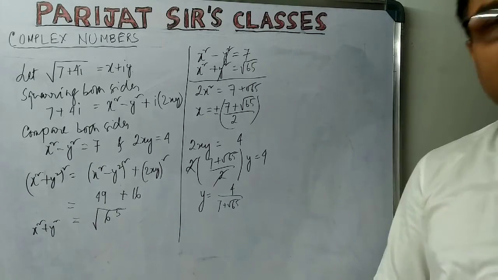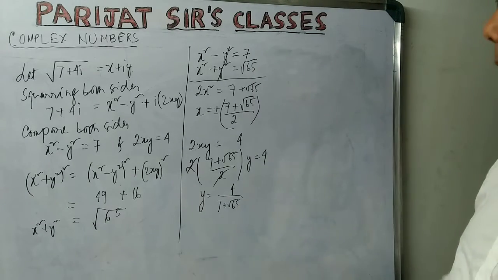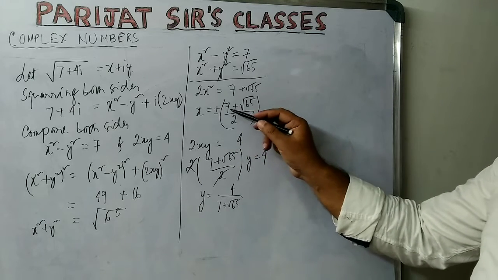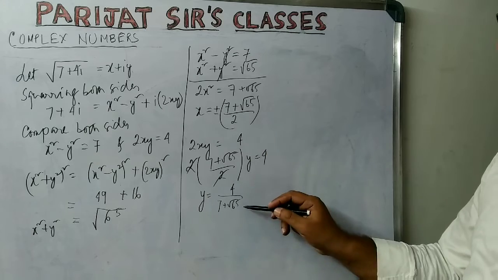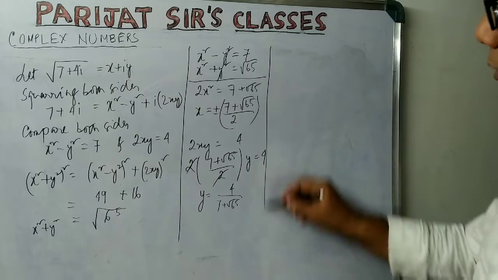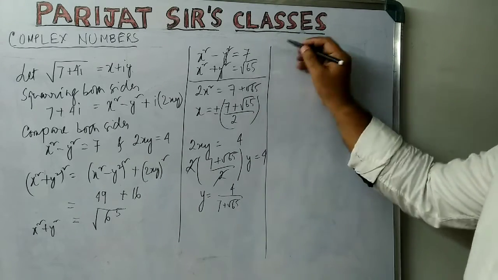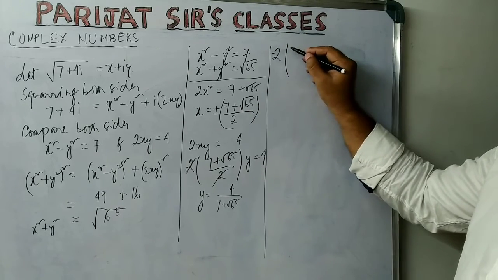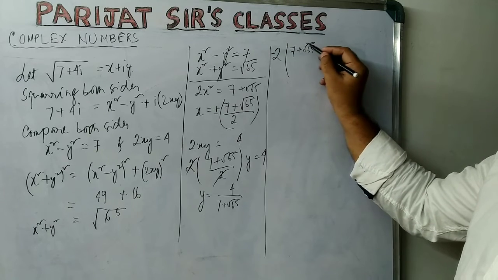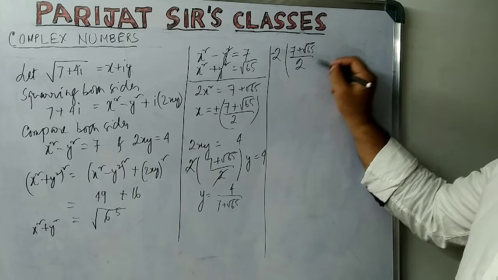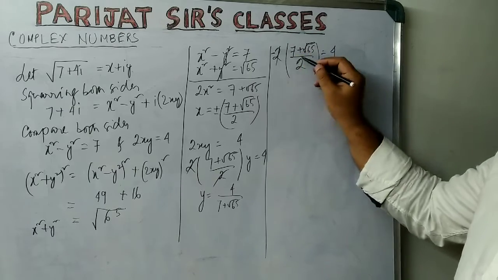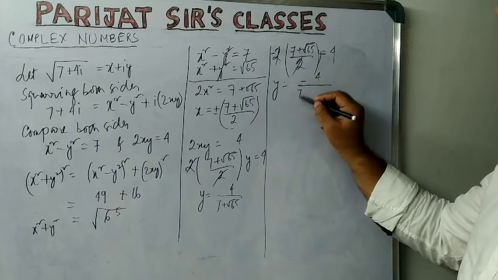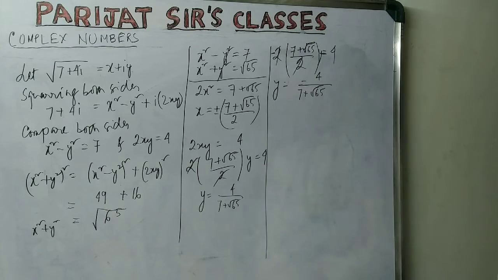So the answer, see, a little bit coming weird because root 65 is not going. So let's see. Now when I put x as plus 7 plus root 65 here, I calculated the value of y. And when I put x as minus, I am taking the minus now, so minus will come here, 7 plus root 65 by 2 is equal to 4. So y will come minus 4 by 7 plus root 65.